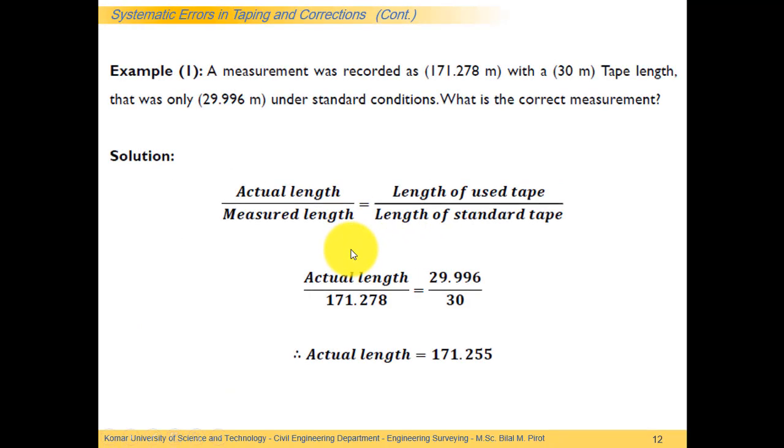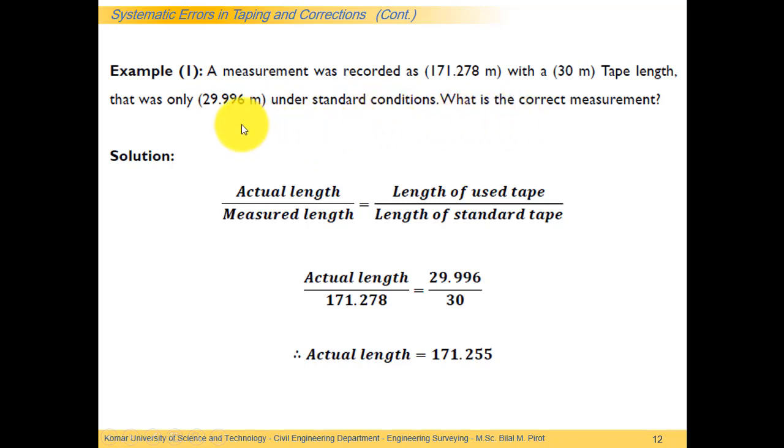In this case, for example, a measurement has been recorded as 171.278 meters with a 30 meter tape length. So this is the measured length, and this is the standard length of the tape. That was only 29.996 meters. So the tape should be 30 meters, but actually it was not 30, it was 29.996. Under standard conditions, what is the correct measurement?